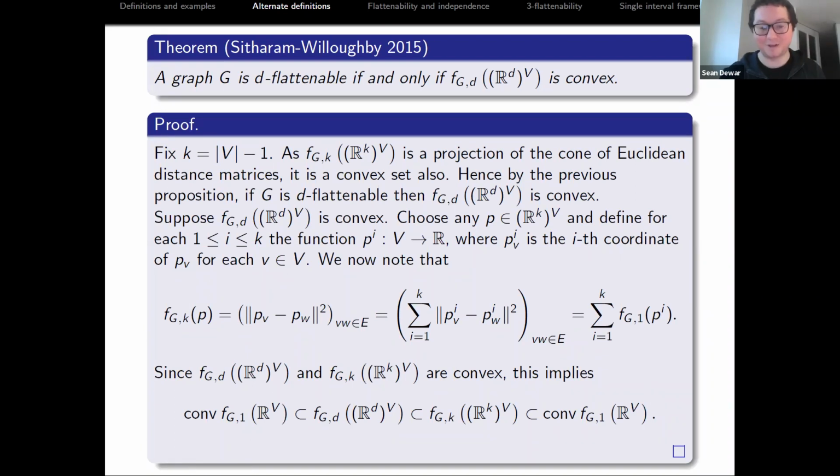But yeah, anyway, like I said, this is the proof of deflattenability. So you're deflattenable if and only if your set of d-dimensional realizations' edge lengths is convex. Right.